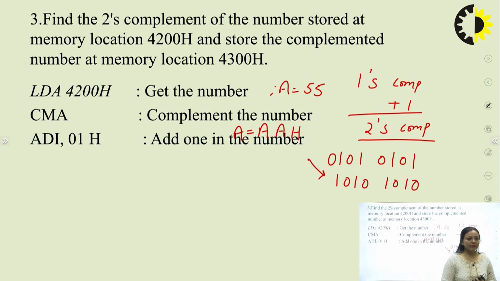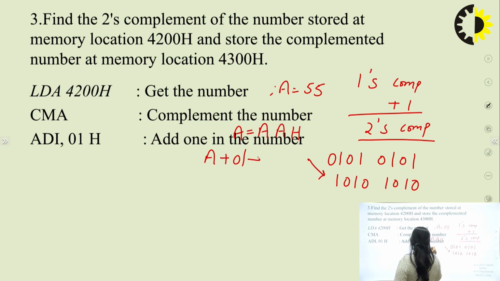Now, the 1's complement we have already taken, so I have to add 1. So I can write ADI 01, because I know ADI says that you have to add the immediate number. The immediate number is 01. You are adding it to which register? This add instruction by default acts on the accumulator. So the contents of the accumulator will be added by 1 and you will get the result back in the accumulator.